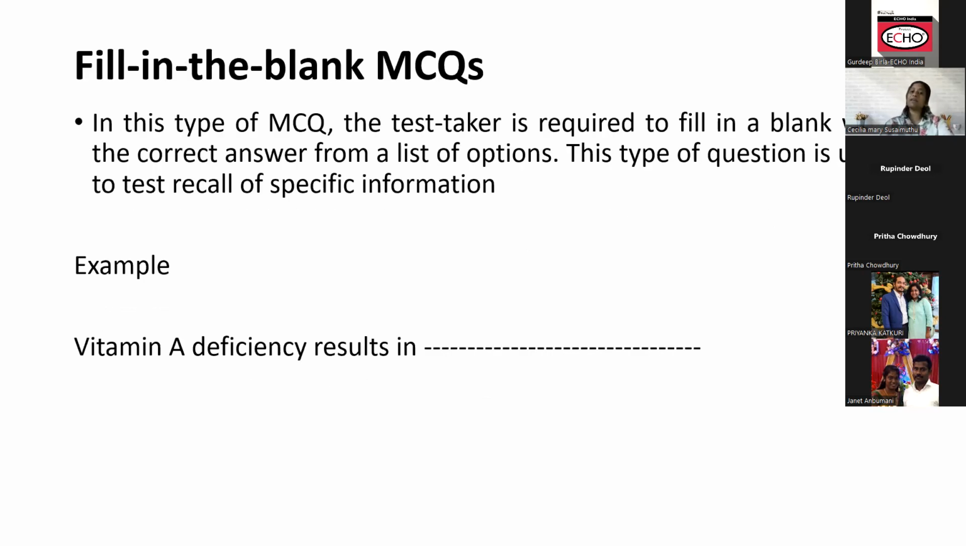Fill in the blanks. Here, the test takers are required to fill the correct answer in the blank from the list of options. This type of question is used to test recall of specific information, like vitamin A deficiency results in, with 1, 2, 3, 4 options, or else the student should know what it is. The definition of nursing: the unique function of a nurse is to assess sick or well, and so on. So these are the fill in the blanks options. The student should know the information so that he or she can fill in the space.